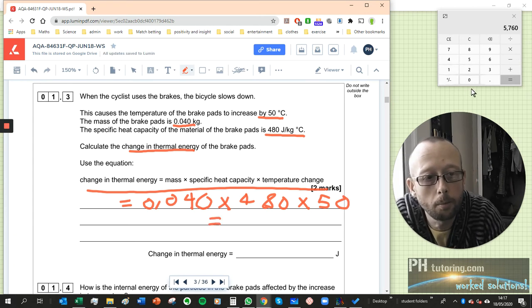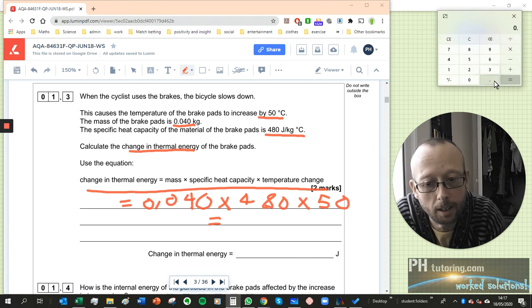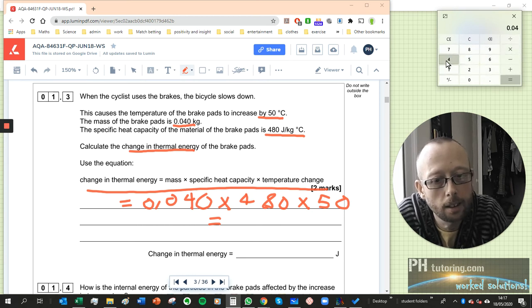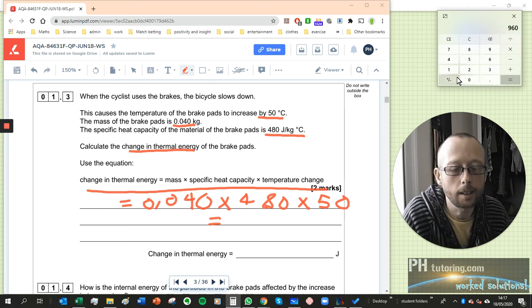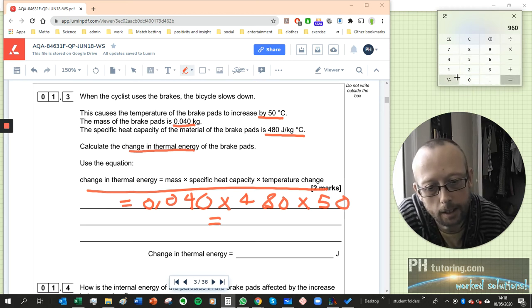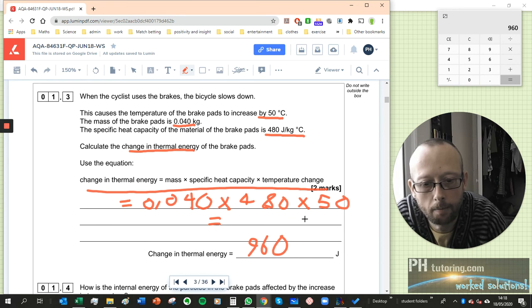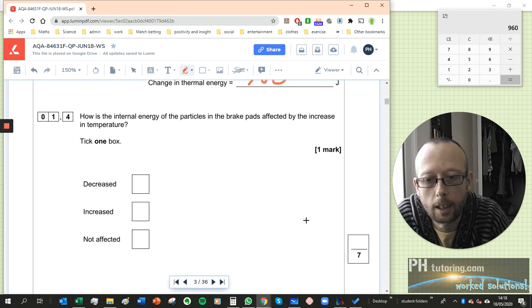So apologies for the decimal point looking like a comma, but it just will not let me type in a dot for some reason. Okay, so that's 960. So the answer should be 960. Okay. Right, let's keep going.